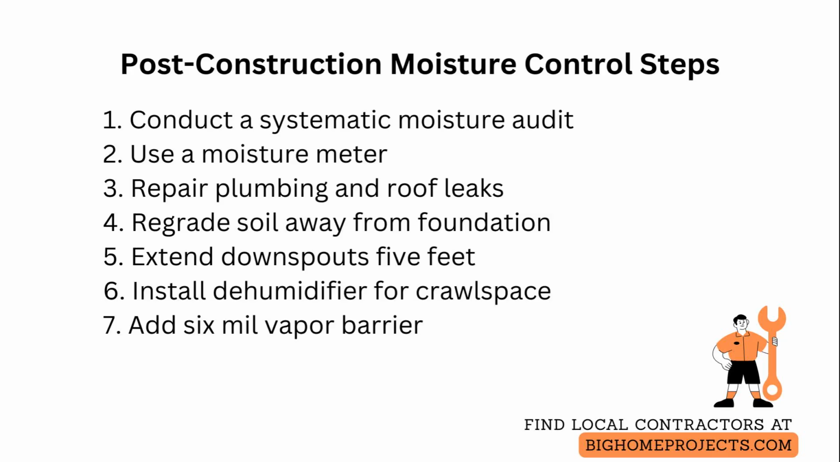Regrade soil so surface slope moves water away from the foundation at a minimum slope of 1 inch per foot for the first 10 feet and extend downspouts at least 5 feet from the foundation to prevent splashback and saturation.